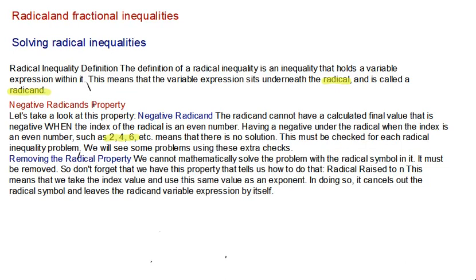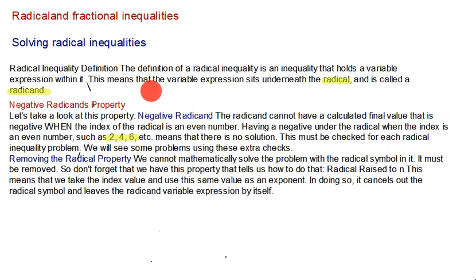Hello everyone, in the unit on radical and fractional inequalities, we are going to learn in this lesson how to solve radical inequalities. Let's recall quickly what an inequality is and what a radical inequality is. An inequality is a function with variables and constants that holds an unequal sign instead of an equal sign. The function that holds the equal sign we call an equation, and this is an inequality.